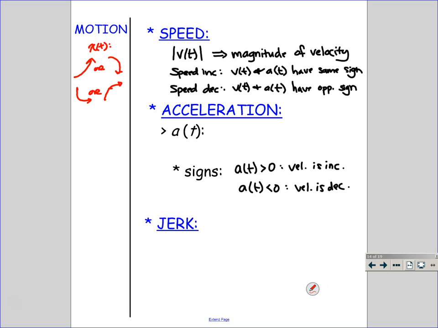Interesting. It's very logical, and yet it's so hard for us to remember. We have to check both signs and then compare and see where they're the same or where they're opposite.